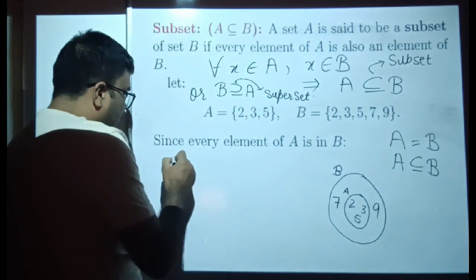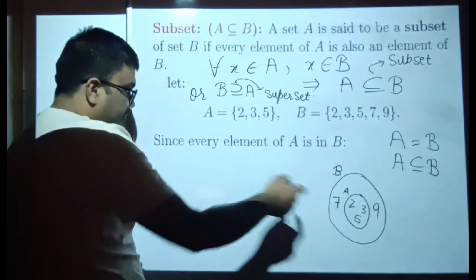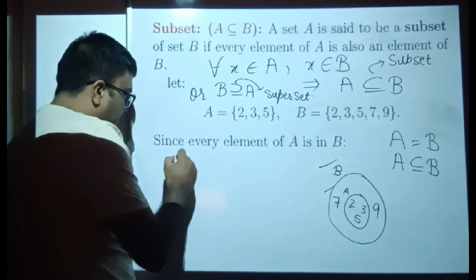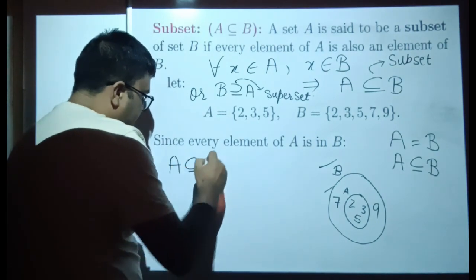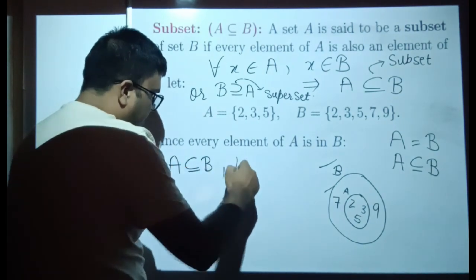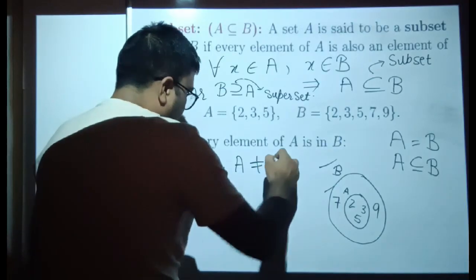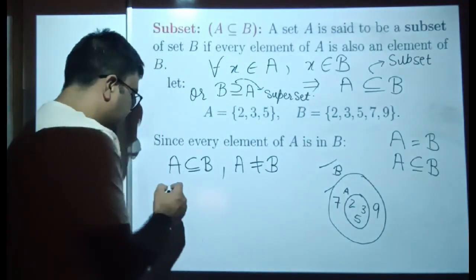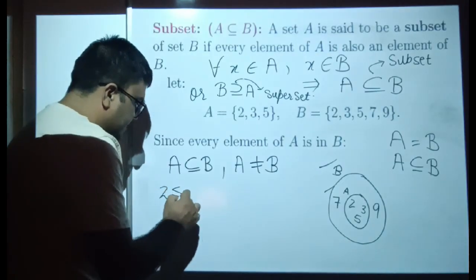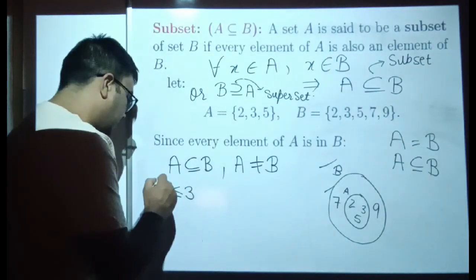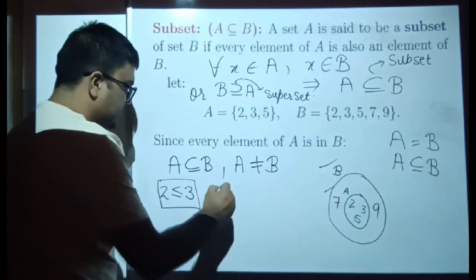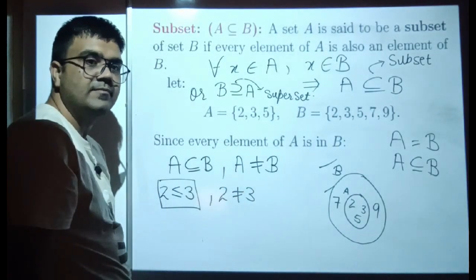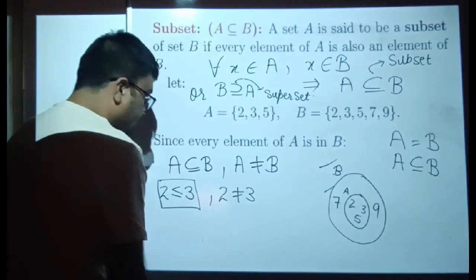we are talking about two sets, A and B. What happens over here? A is a subset of B, but A is not equal to B. I am talking about the case 2 is less than or equal to 3. What happens in this case? We are saying 2 is not equal to 3.